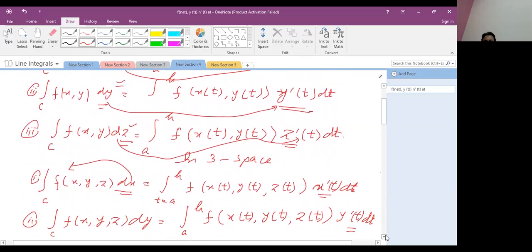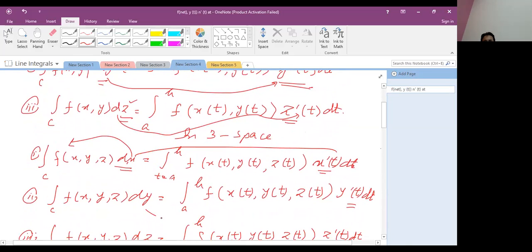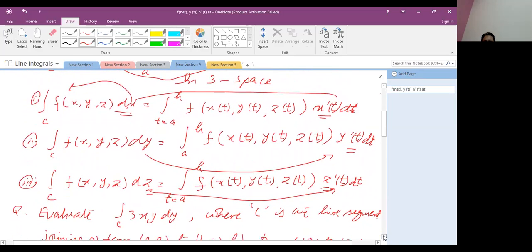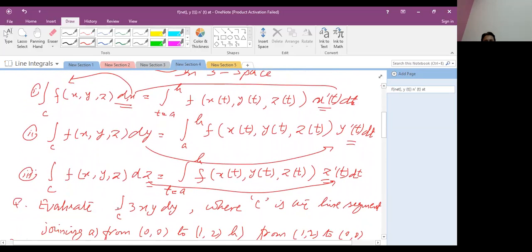Similarly, when we consider a curve in three space, dx is x prime of t dt, dy is y prime of t dt, and dz is z prime of t dt. So according to the second and third definitions, we will apply them here.